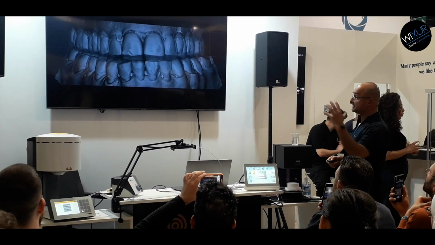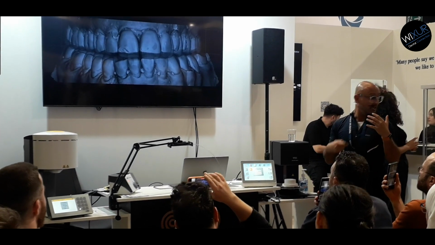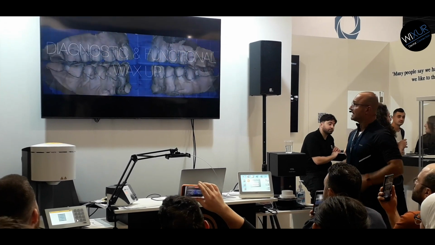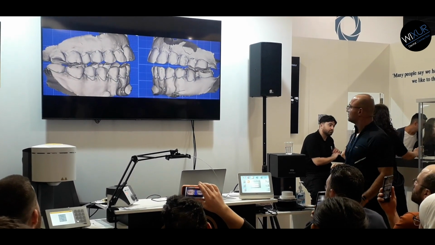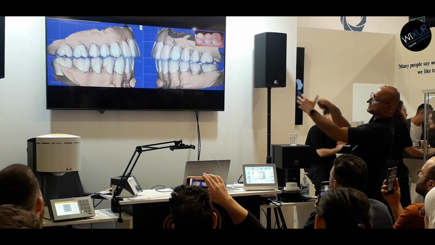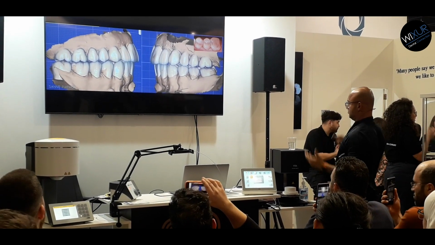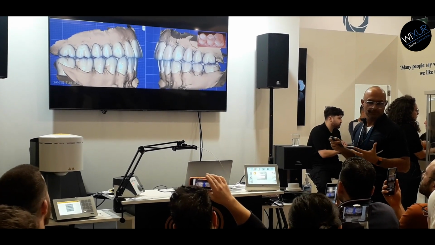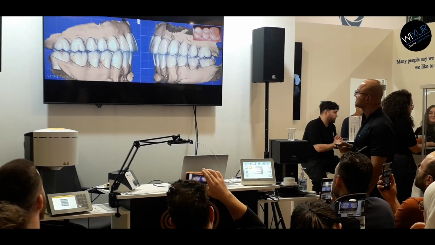Before we start grinding, we were thinking and calculating and doing the wax-up and the mock-ups. That's why we call it diagnostic wax-up and mock-up. Intercuspal position in no case is perfect because this is a skeletal problem. So we have to deal with it.